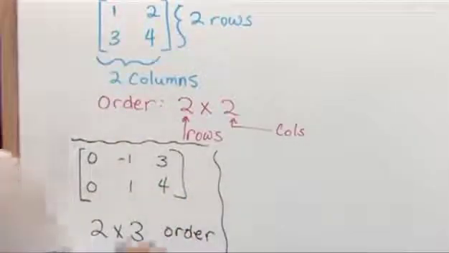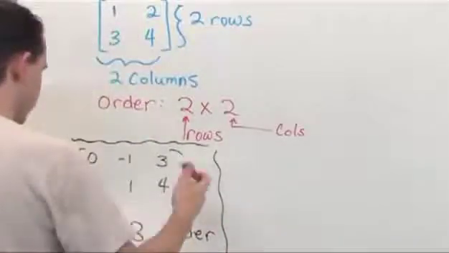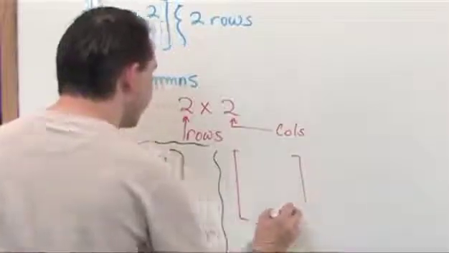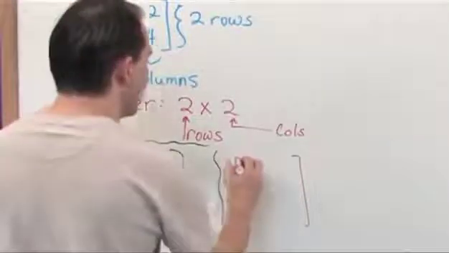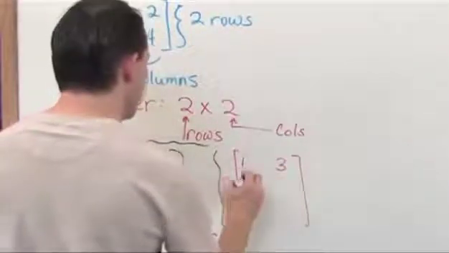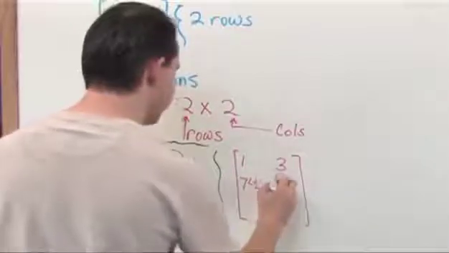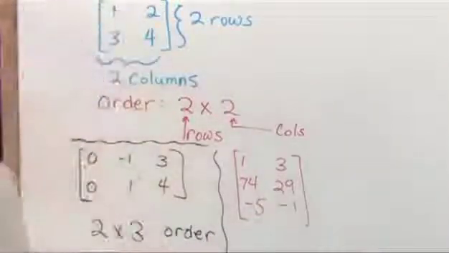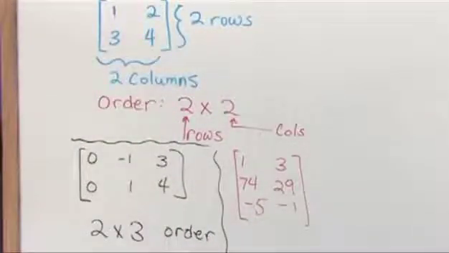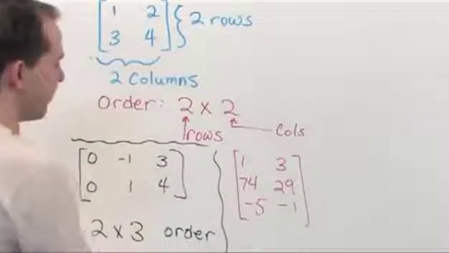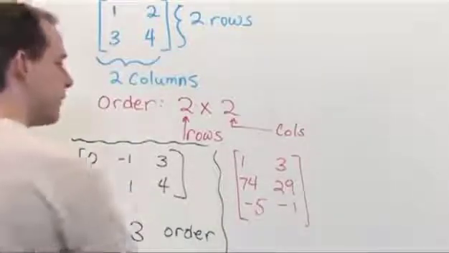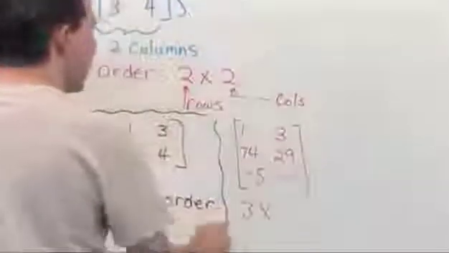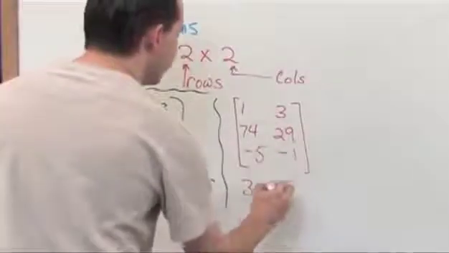And just to give you a little bit more practice, let's go ahead and write another one. Let's switch colors a little bit. What if I have, notice I'm kind of drawing a vertical skyscraper matrix here. 1, 3, let's see, 74 just for kicks, 29, let's say -5 and -1. Okay, so we've got some big numbers, we've got some negative numbers here, but again, it's the same thing. What is the order of this matrix? If you were asked that on your test, you would say, well, how many rows do I have? I have 3 rows, so that number goes first, and 2 columns, so it's a 3 by 2 order.